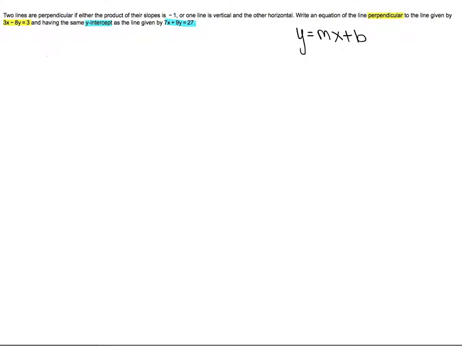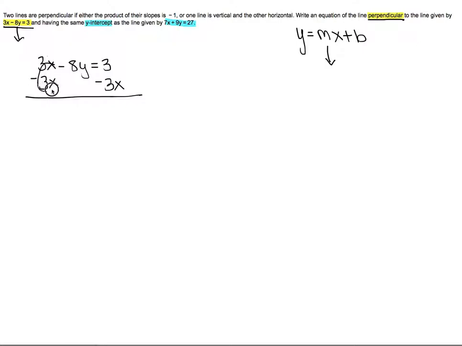Okay, so first I'm going to find the slope of my new line, which is m. And the problem tells me that my slope is going to be the perpendicular slope of this line here. So what I'm going to do is take this line, 3x minus 8y equals 3, and write it in y equals mx plus b form in order to get the slope. So first, I will subtract 3x from both sides. So you just do the opposite operation.